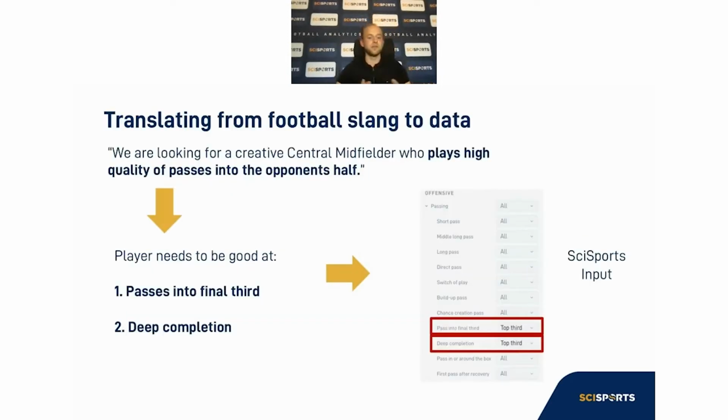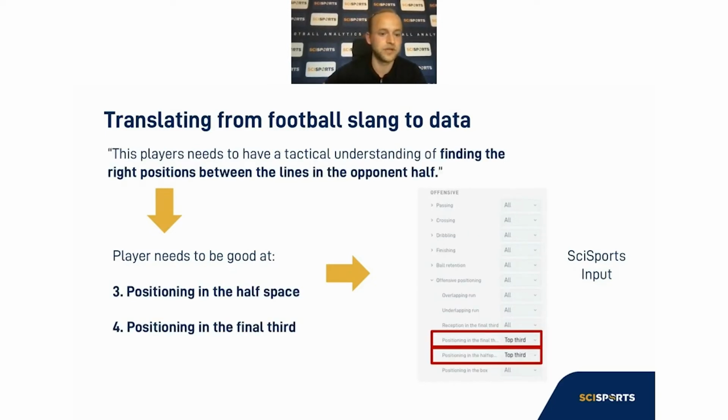We are translating football slang to data. So in this case, we are looking for a creative center midfielder, and we take the last part, plays high quality passes into the opponent's half. We take, for example, the pass into the final third and the deep completion, and we fill in top third, as you can see on the right side. What does this mean? This player needs to be amongst the top third performers in his league at the same position. Let's go to the second request.